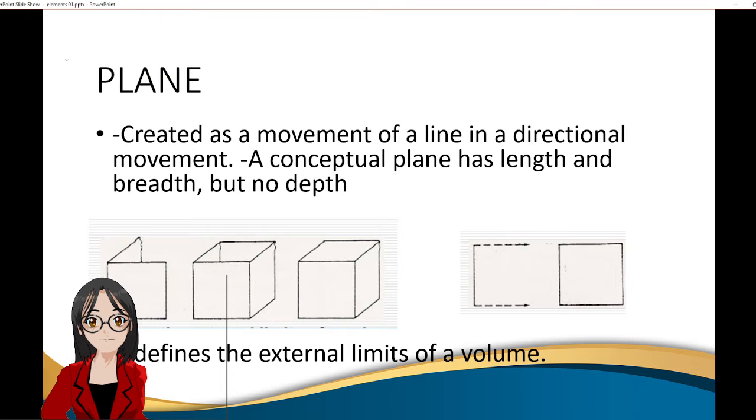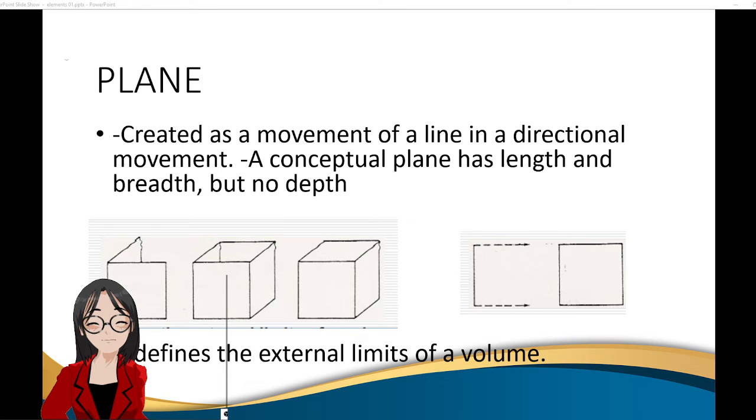So, speaking of plane, we're going to discuss yung conceptual plane naman tayo. It is created as a movement of a line and directional movement. The conceptual plane has length and breadth but no depth. So, sabi nga dito, meron tayong taas, yung haba, pero wala siya yung pinaka-depth niya. So, ito example natin sa image natin here. We have, for example, ng plane. Okay?